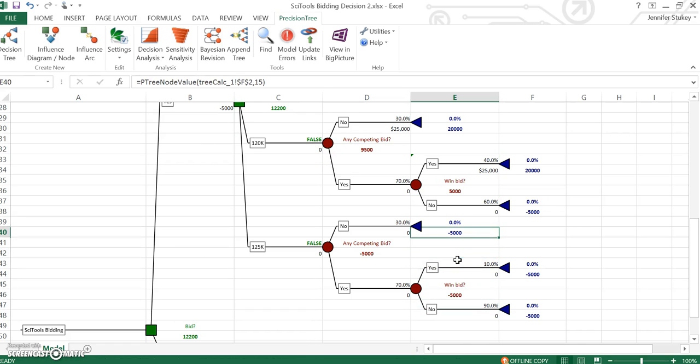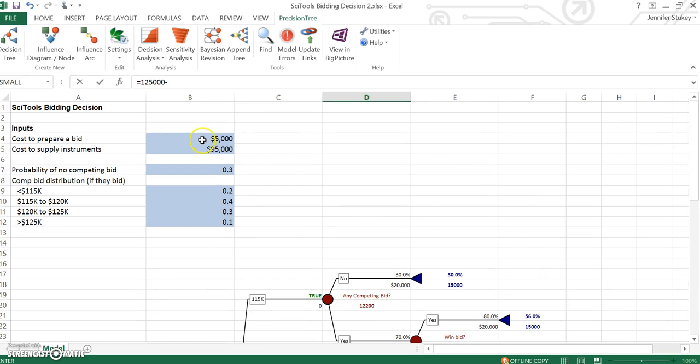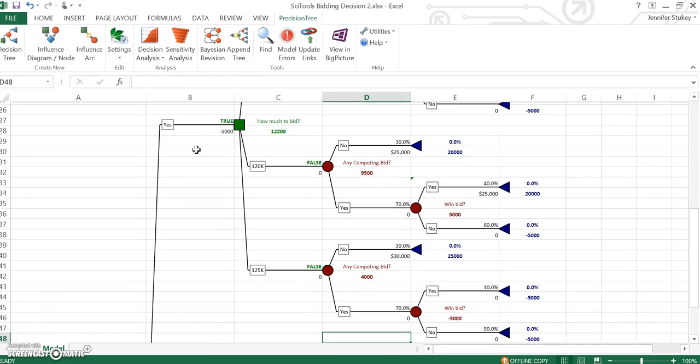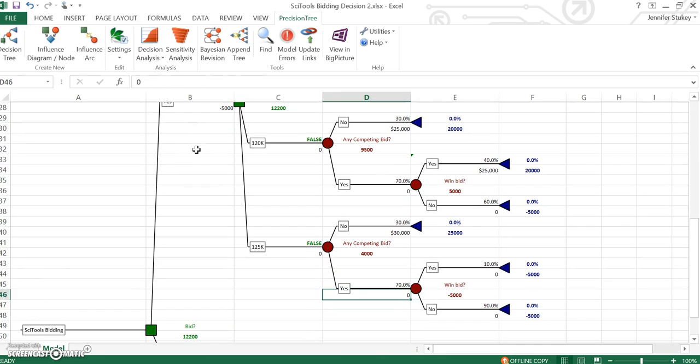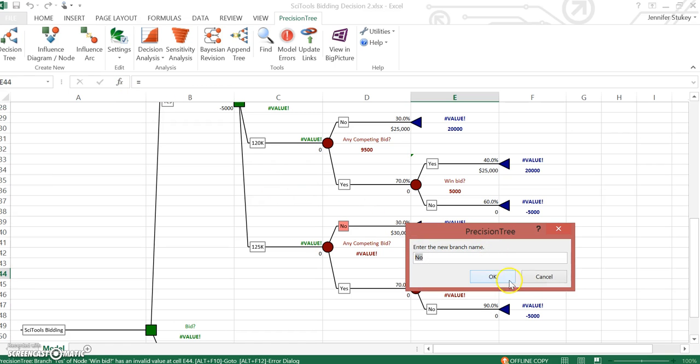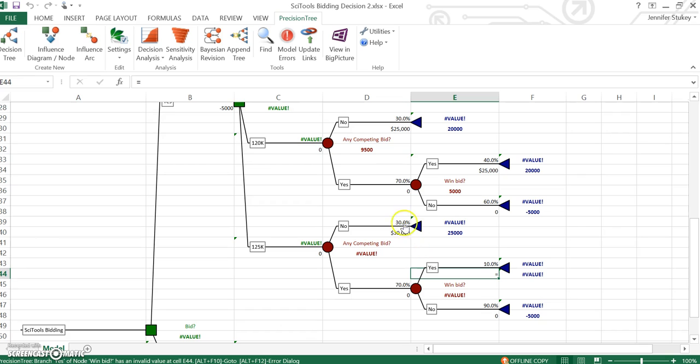All right, and what I didn't put in was how much we would make. So it would be equals 125,000 minus the 95,000. Okay, and so we would make 30,000 if we bid 125K and won. Okay, and that would be whether there was no competing bid or whether there was a competing bid and we won it.